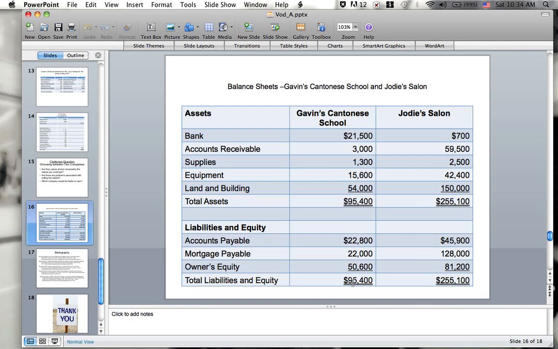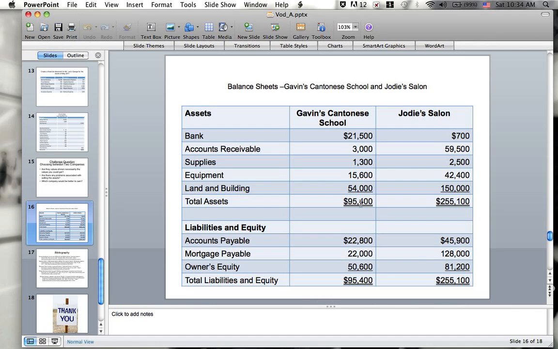Since you still have money to pay its debts, if you subtract from total assets, $95,500, the sum of accounts payable, $22,800, and mortgage payable, $22,000. Gavin's company would be better to own.